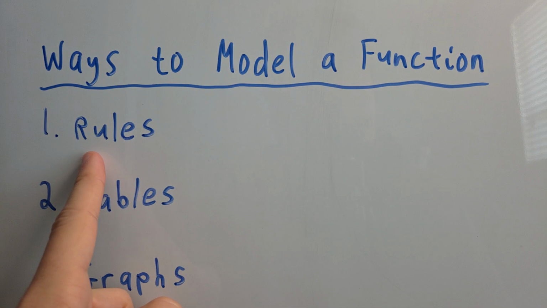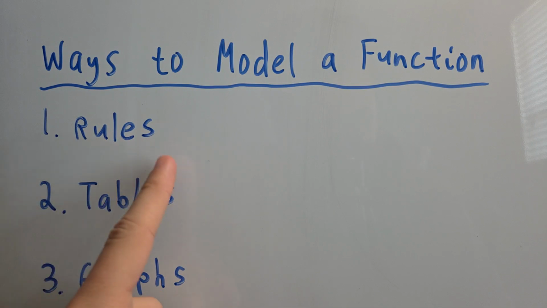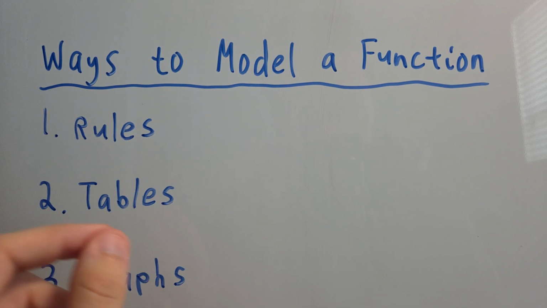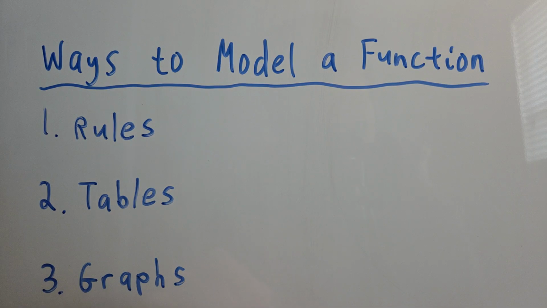Function rules will show us how the variables are related. How does x relate to y? The table identifies specific input and output values of the function, and then the graph will give a visual picture of the function. And the reason why I'm mentioning all of this is because we're going to put all 3 of these together and then use it to work out a problem at the very end of the video.